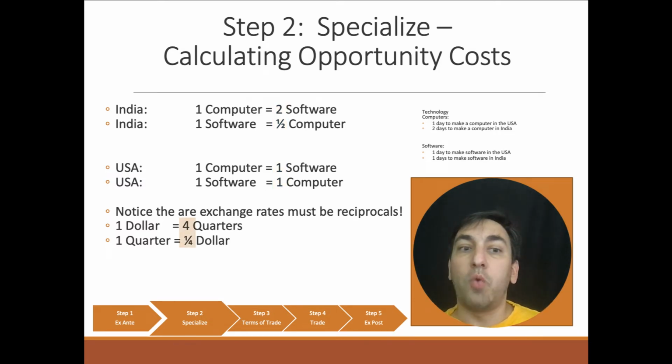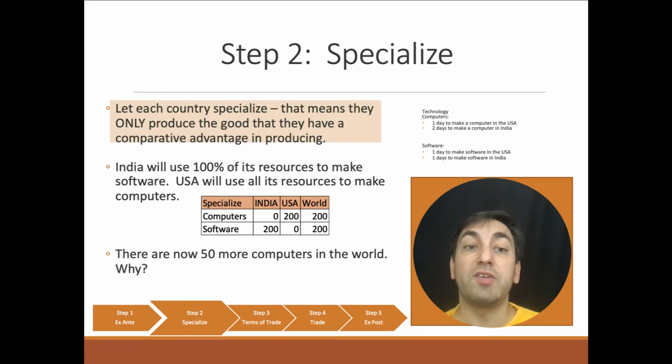$1 is equal to 4 quarters, and 1 quarter is equal to 1/4 of a dollar. These 2 units of measure need to be reciprocals. If they are not, you made a math error. So notice 2 and 1 over 2, and 1 and 1 over 1. These are reciprocals. So now what we're going to do is let each country specialize.